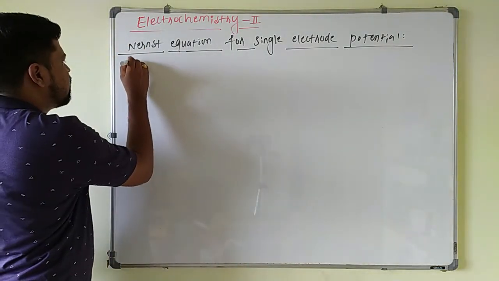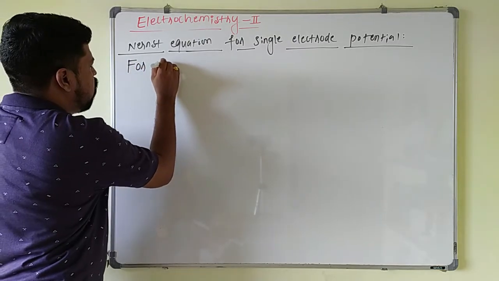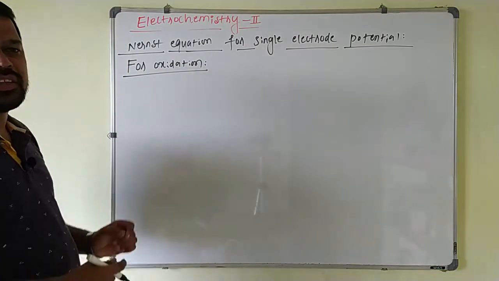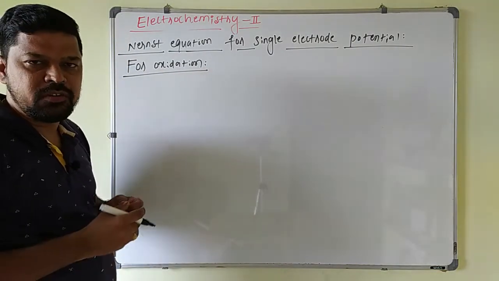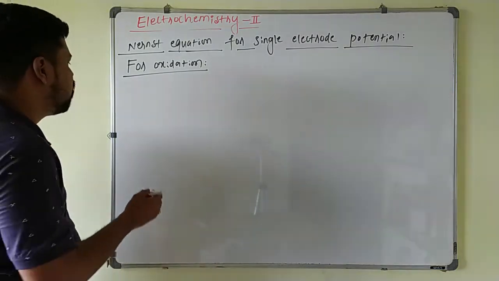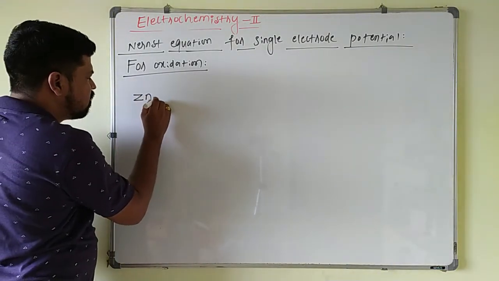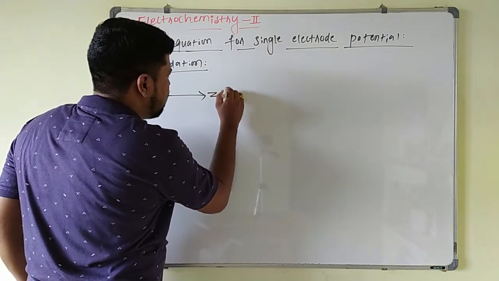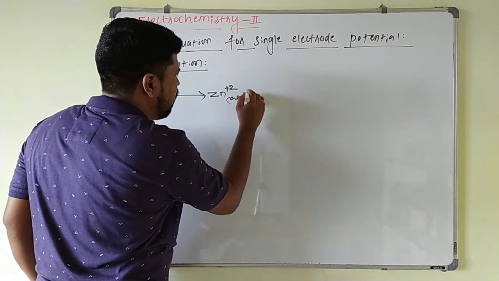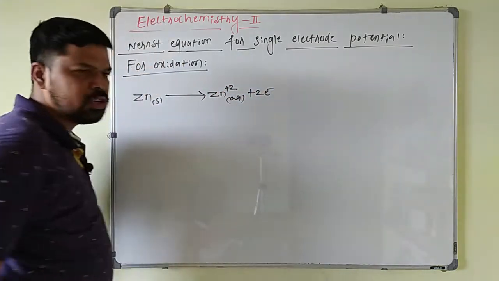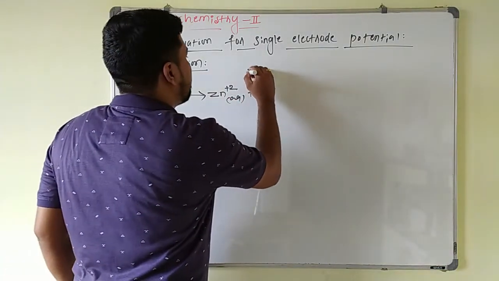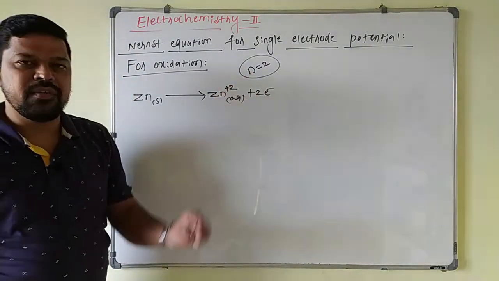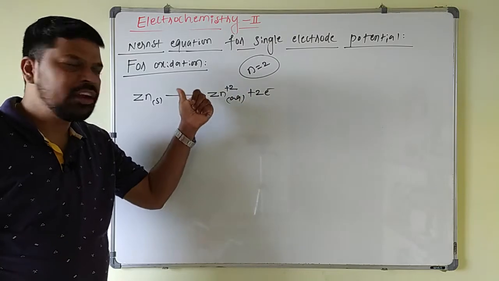First we will consider oxidation process. For oxidation process, whenever a zinc rod is kept in an electrolytic solution of zinc sulfate, it undergoes what? Oxidation here. Oxidation process takes place. So zinc undergoes oxidation by losing 2 electrons, that will be converted into zinc plus 2 ion in the aqueous medium, and it loses 2 electrons here. Now how many electrons are lost here? 2 electrons are lost. So the number of electrons lost or gained is equal to what? n value. n value is the number of electrons lost or gained during the redox reaction.